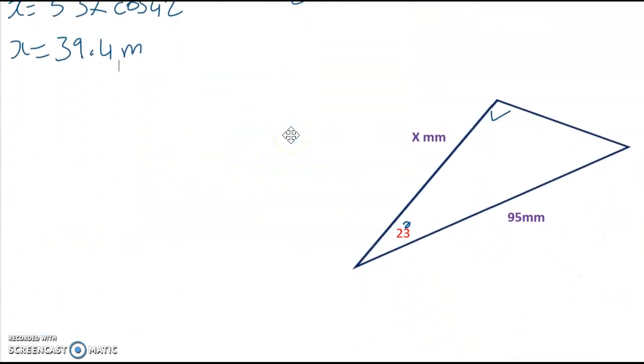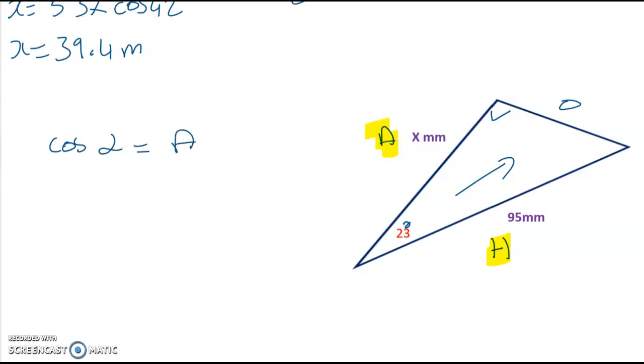If you want to click pause on the video at the moment, you can try it on your own. I'll give you a couple of seconds to find the pause button. Okay, so naming our sides, we've got our hypotenuse, which is across from the right angle, our opposite, which is opposite the angle, and that leaves me my adjacent. So we've got hypotenuse, adjacent, so we are using cosine. Cos of alpha is equal to adjacent over hypotenuse.